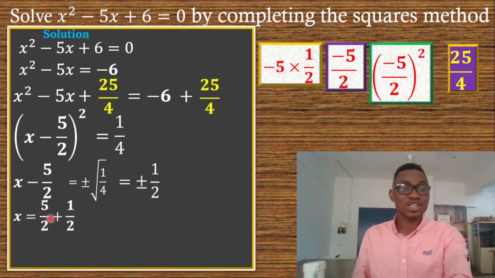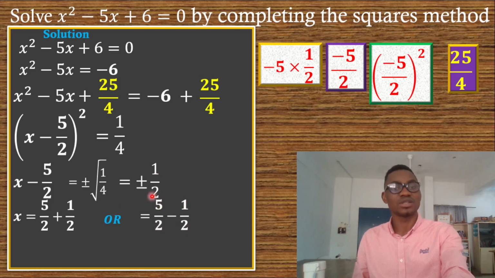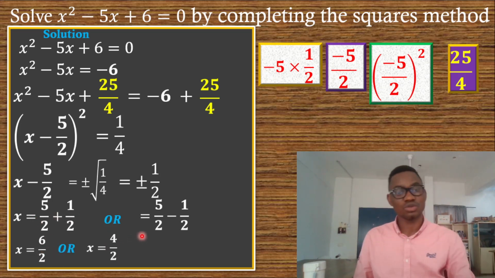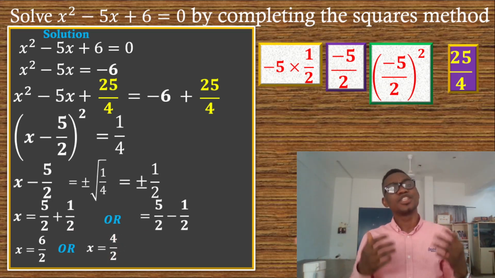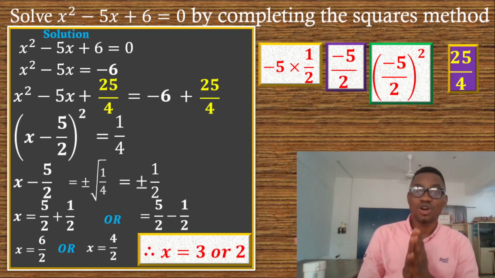So we have x equals 5 over 2 plus half, or x equals 5 over 2 minus half. As you can see, we have distributed this plus or minus. All right, so we just have to take the LCM of the fraction. Of course, the LCM is 2 for both values of x. So we have x equals 6 over 2, or x equals 4 over 2. Therefore, the solution to this quadratic equation is x equals 3 or 2.